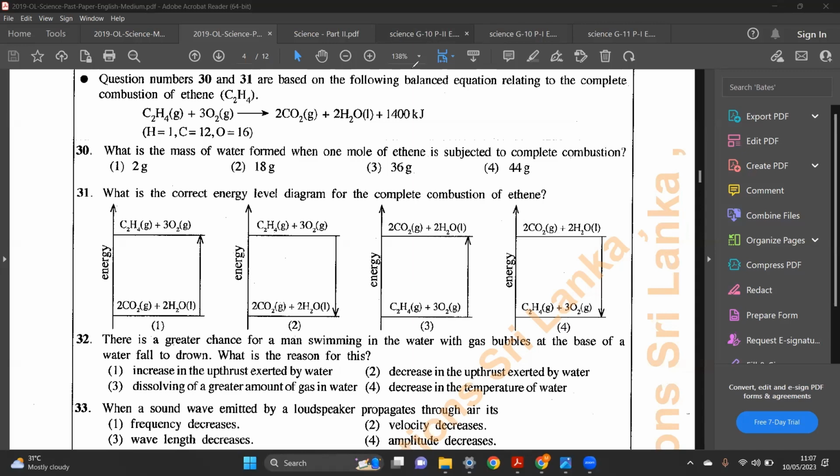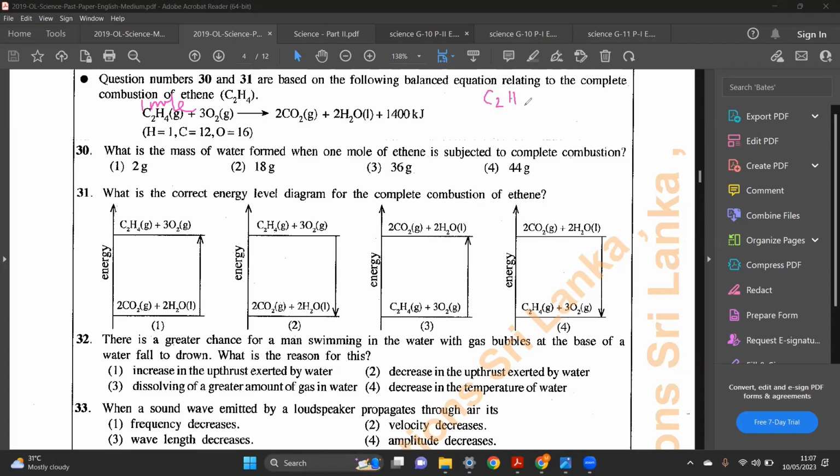Okay, so here they've given you a complete combustion situation. What is the mass of water formed when 1 mole of ethene is subjected to complete combustion? Now, this is where we use that ratio knowledge I told you about. Here it's already balanced and they've given you 1 mole of ethene and they want to find the connection with water. But remember, they're not asking you for the moles of water, they're asking you for the mass. The ratio is only applicable to moles, so if you need to find the mass, you need to first find the moles and then proceed. So let's first write down the ratio.